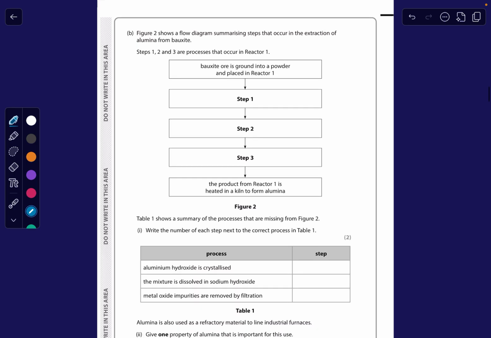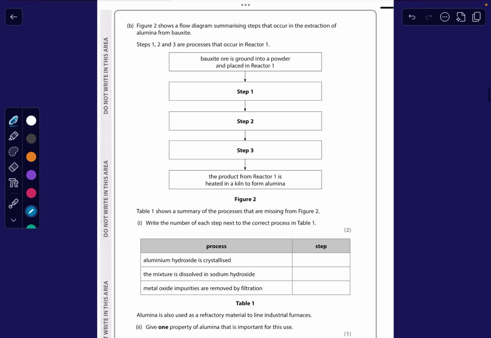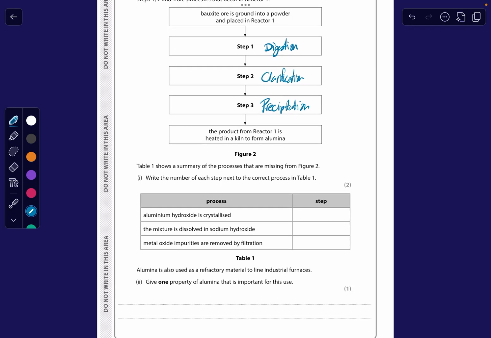So for step 1, it's fairly straightforward. We just need to find out what this step is. I'm just going to label them here as digestion. Step 2 is clarification. And step 3 is going to be precipitation. The question wants you to write down the number of each step that corresponds to the right step, essentially.